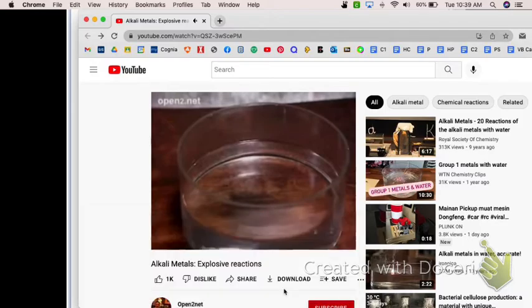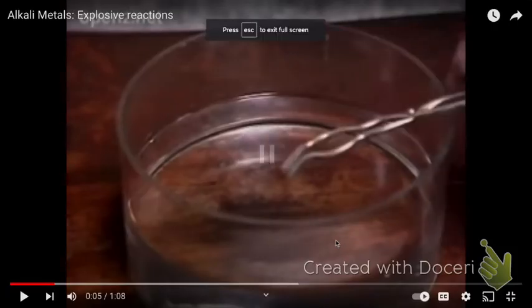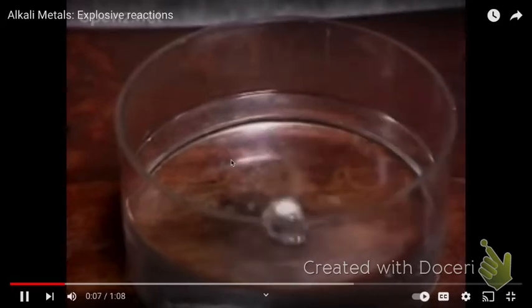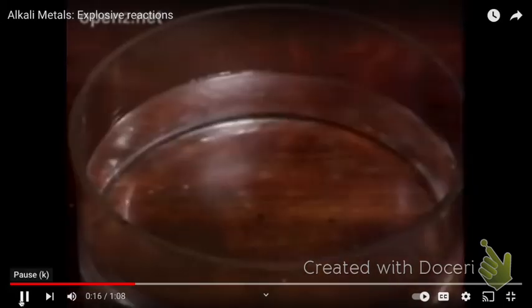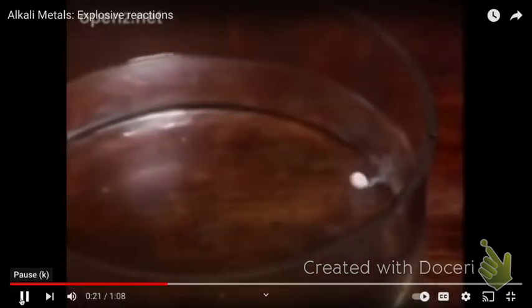All right, so we're going to look at alkali metals reacting with water here. Start with lithium. The metal floats on the water and reacts with it, giving off hydrogen gas. Now for sodium. The same sort of thing happens, although the reaction is a bit more vigorous. All the alkali metals react with water in the same way.